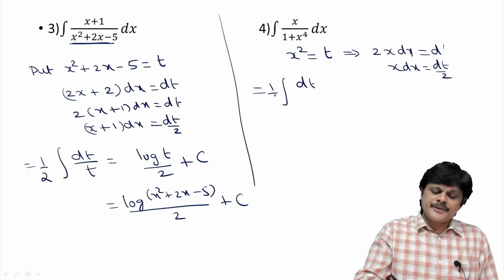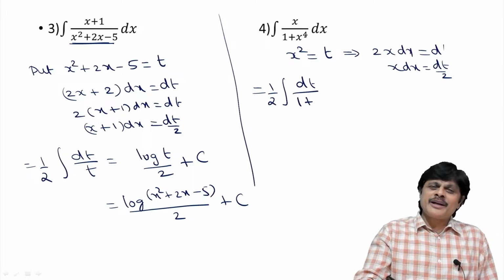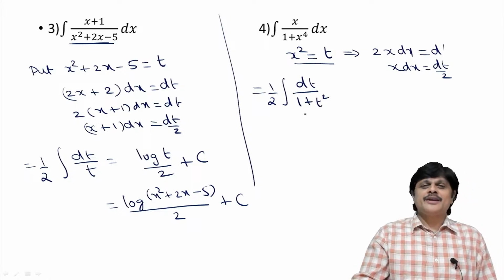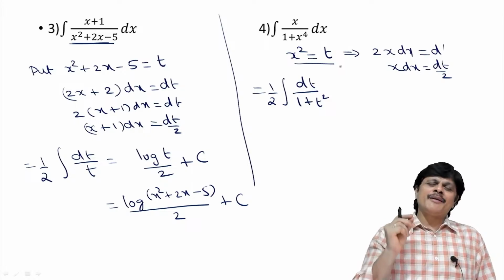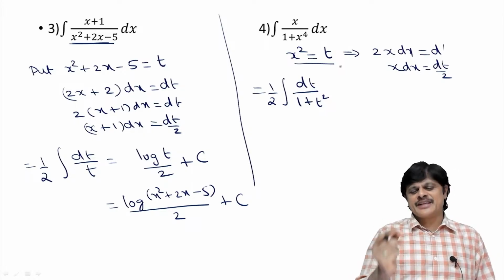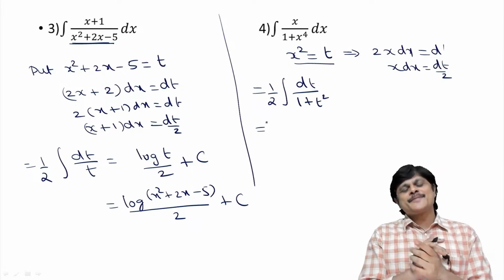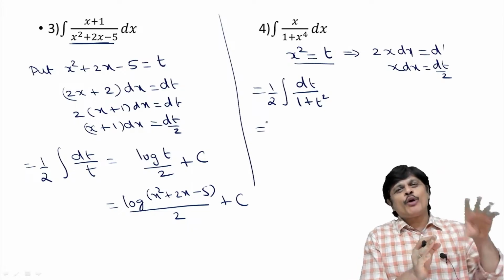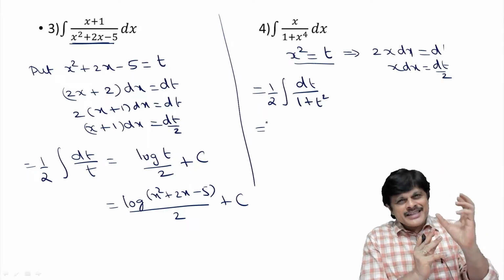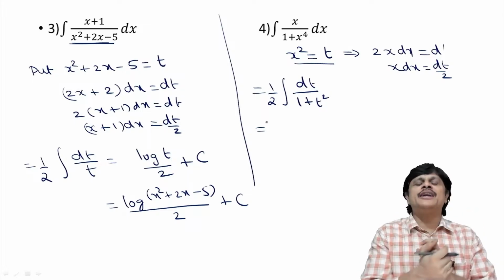You put it outside. And 1 plus x power 4 can be written as (x square) whole square. x square is t, therefore it is t square. You would have understood why I did that substitution, because I know the integral of 1 by 1 plus t square is tan inverse t. So that is the idea. See, it's not blindly making a substitution. With that substitution, are you going to get a standard form for which I know the integral?